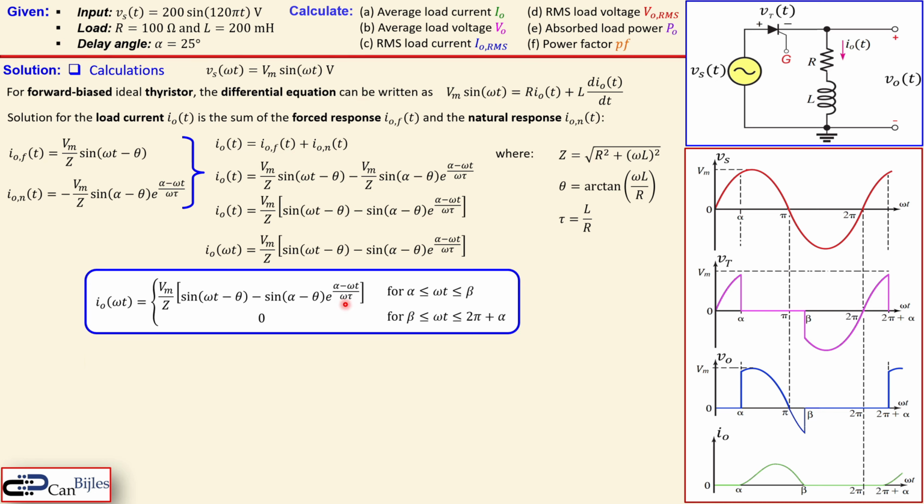You see here again the expression we have determined, which is valid between alpha and beta, which is our conduction angle. And it will be 0 between beta and 2 pi plus alpha. So in total you get here the period of 2 pi again.